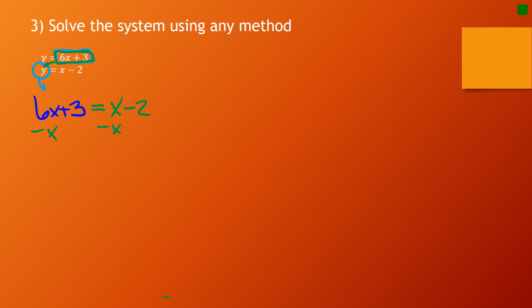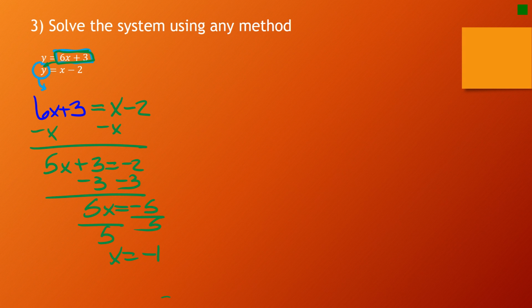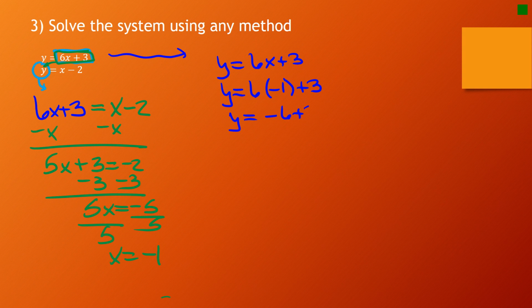Now I'm going to solve this by subtracting x. So I have 5x plus 3 equals -2. Subtract 3. 5x is -5. So we find out x is -1. I can put it in either of these two. I'm just going to go in this top one. y is 6x plus 3. So y is 6 times x, which is negative 1, plus 3. So y is negative 6 plus 3. Y is negative 3. So our ordered pair is x, negative 1, y, negative 3.